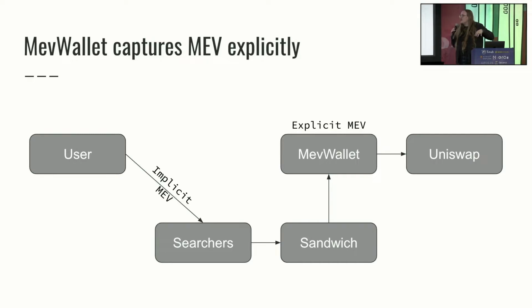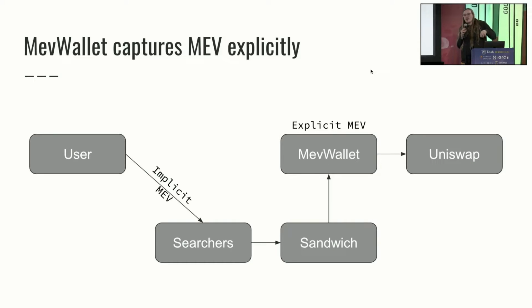So how do we do this? We're going to directly shortcut the mempool, send the transaction right to searchers, they're going to sandwich us, and we're going to put a little bit of extra MEV in our transaction, and then send it to Uniswap. So when you're sending your transaction to the searchers, you're creating implicit MEV. What you're doing is creating a little bit of MEV. And using MEV-Wallet, you're going to create explicit MEV. You're going to say, I want to create 1 ETH of MEV.